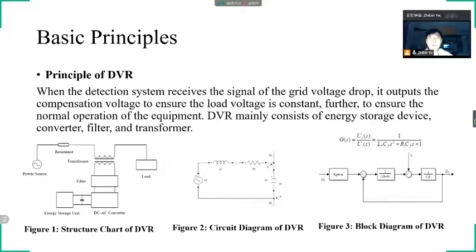Let's come to basic principles of DVR. When the detection system receives the signal of the grid voltage drop, it outputs the compensation voltage to ensure the load voltage is constant. Further, to ensure the normal operation of the equipment, DVR mainly consists of energy storage device, converter, filter, and transformer like figure 1. And figure 2 and 3 are circuit diagram of DVR and block diagram of DVR.